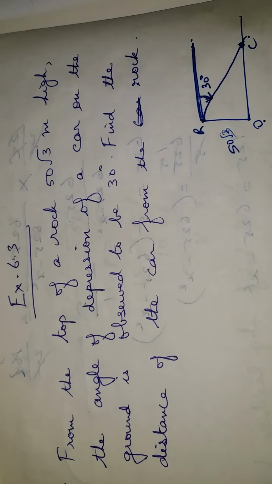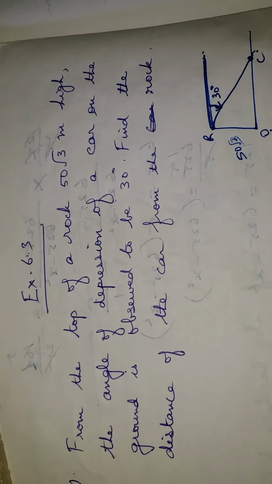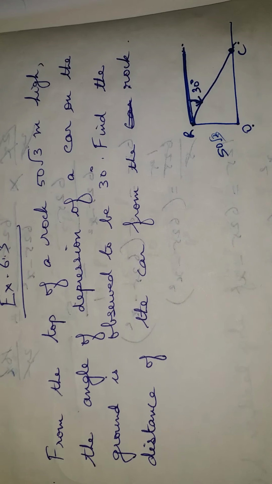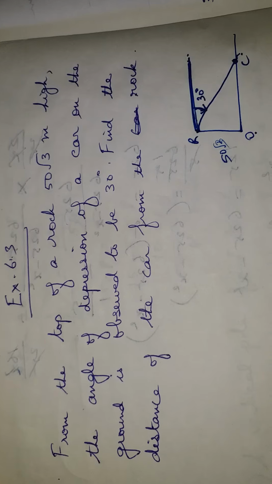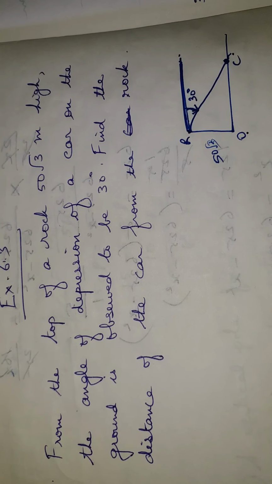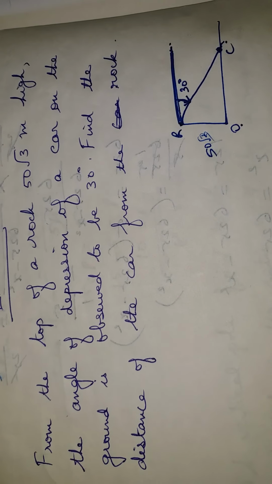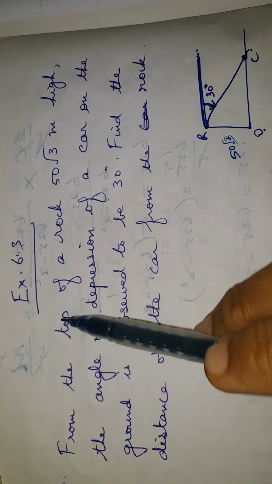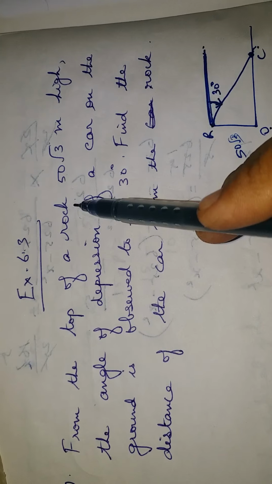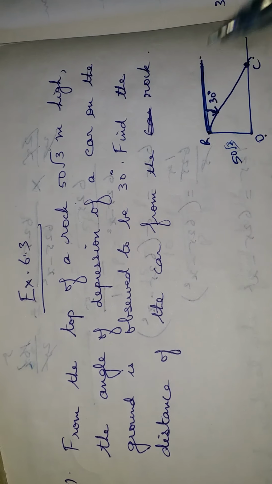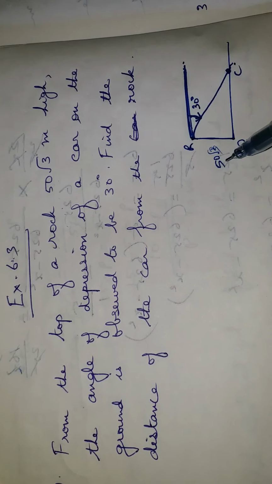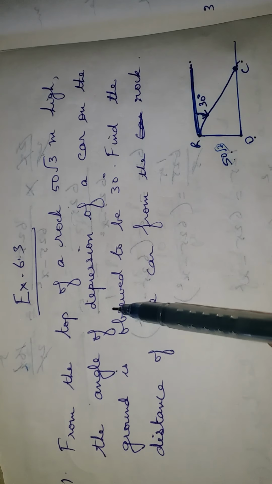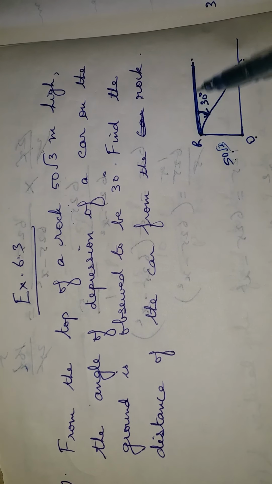Now in this exercise you are going to see the angle of depression, that is, a person is looking from a height, from the top of something, and he is looking down. So he has to look down, and that is known as the angle of depression. First of all, in this sum you have seen from the top of a rock. So the person is standing on the top of the rock, which is 50 root 3 meter high. I am considering this to be a rock, and it is 50 root 3.